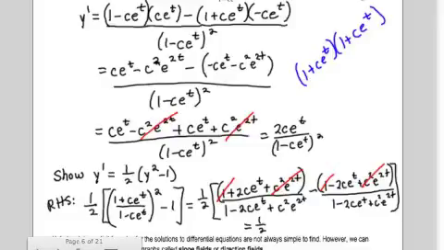So I have 1/2 of 4c e to the t all over that bottom. And that bottom was just 1 minus c e to the t, squared, right? Let's write it that way. Do you see where we're going? So 4 and 2 reduced down, you just get 2. Do you see how that's the same thing? So that equals y prime. So you're done.